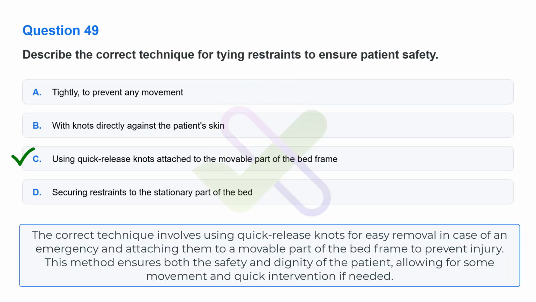The correct answer is C. Using quick-release knots attached to the movable part of the bed frame. The correct technique involves using quick-release knots for easy removal in case of an emergency and attaching them to a movable part of the bed frame to prevent injury. This method ensures both the safety and dignity of the patient, allowing for some movement and quick intervention if needed.